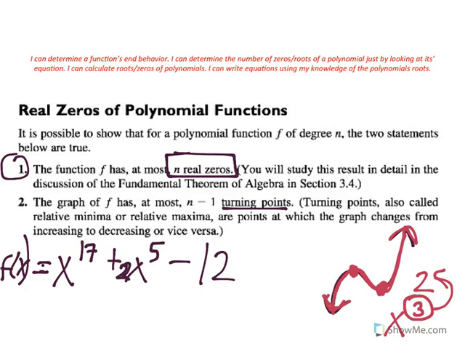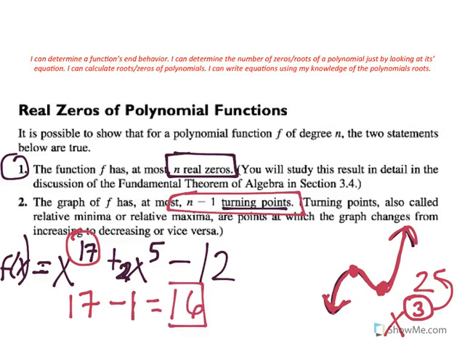Tell me how many total solutions it has. 17. I could have 17 real solutions, or some of them could be imaginary, but I at least know there's 17 solutions. The other thing I know is that this graph is going to change direction 16 times. And I know that because of this second statement. The number of solutions, which would be 17, minus 1, tells me the number of turning points, which is 16.